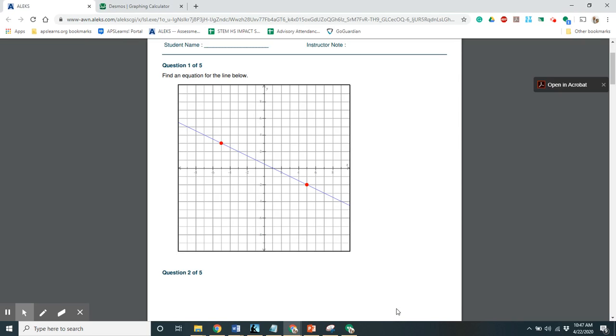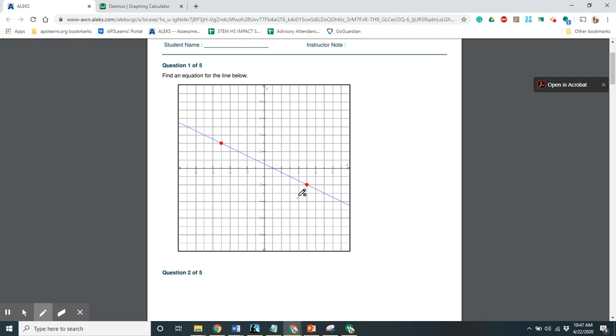This video is over creating linear equations. So right here we have 2 points on the coordinate plane and we're finding a line that goes through these 2 points. I'm going to do most of the work in Desmos to make the work as easy as possible. But first thing I have to do is find what these 2 points are.